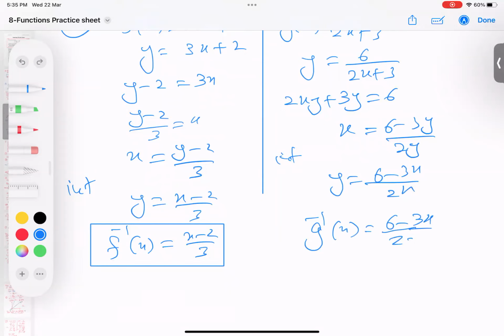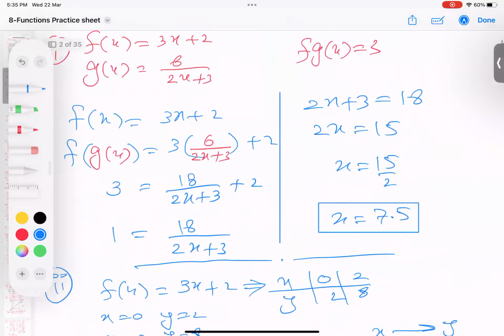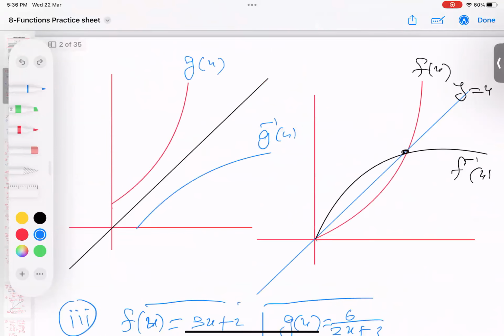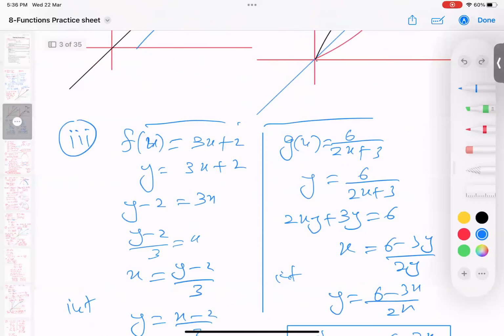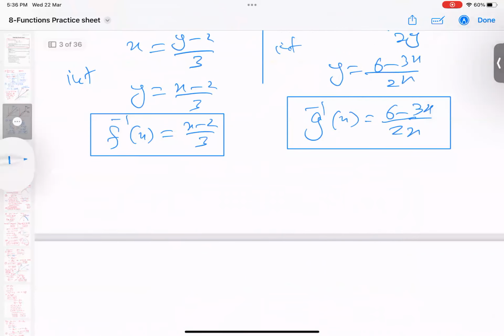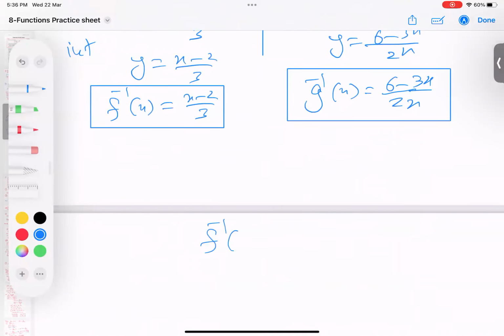Okay, what do we do after that? We have to put them equal to each other, as the question said. So look here, students. He said put them equal to each other and solve it. So not a hard job. A 5-mark question is a little lengthy, but I think it's not hard. So I'm going to do it now. f inverse of x equals g inverse of x.